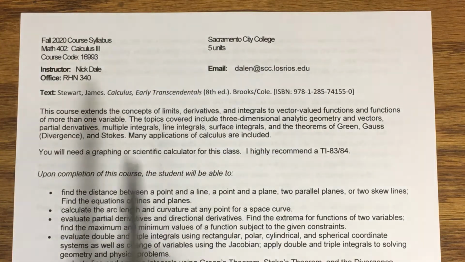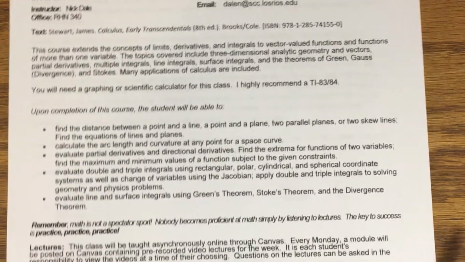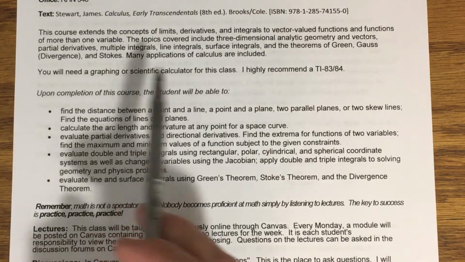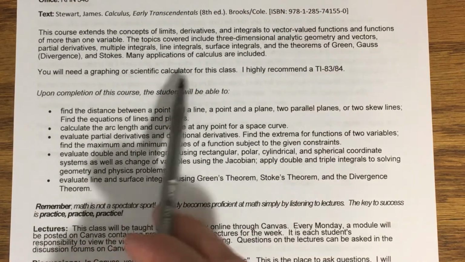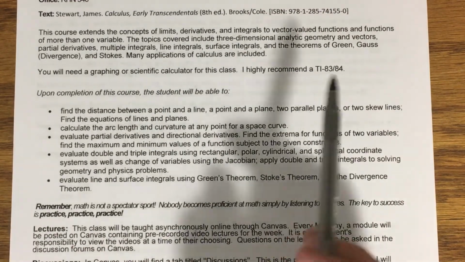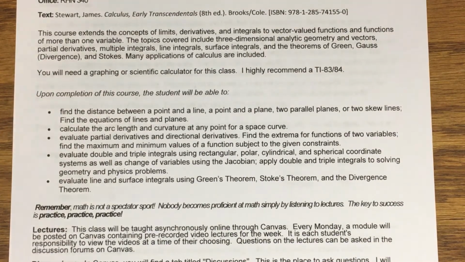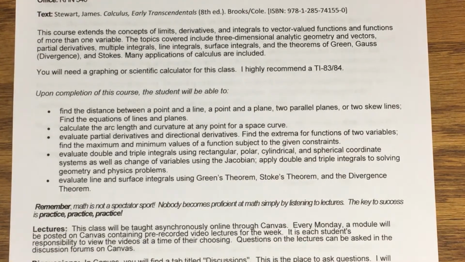Now, below the textbook here is a description of the course. I'm not going to read through this. This is just the regular catalog description of Calculus 3. You will see here, though, that you do want some form of a calculator, whether graphing or scientific. I do recommend a TI 83 or 84. However, because we're operating online and not in person, you can also use a calculator on your computer or something like that. These can be fairly expensive, and if you don't already have one, you may not want to buy one, and that's fine.